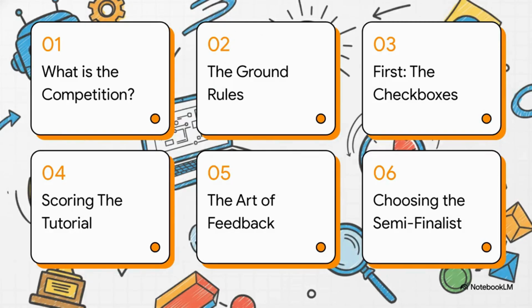Here's our game plan. First, we'll get a handle on what the assignment is. Then we'll dive into the essential ground rules and a new system for eligibility. After that, we'll get into the nitty-gritty of scoring, and then we'll talk about what might just be the most important part, giving great feedback. And finally, we'll see how it all comes together to pick that semifinalist.